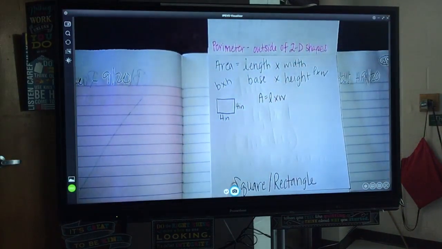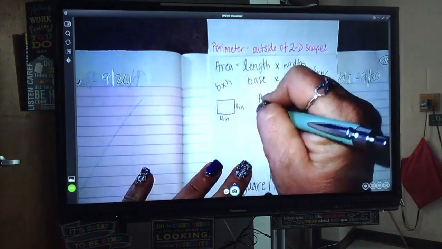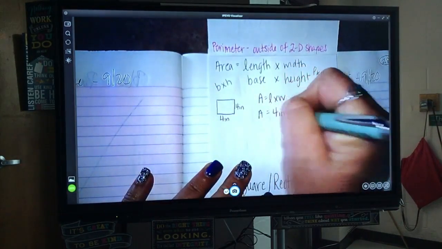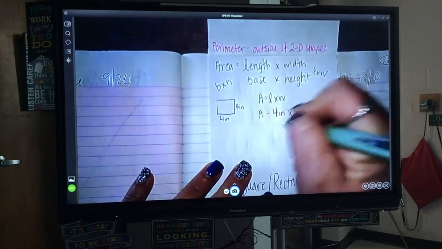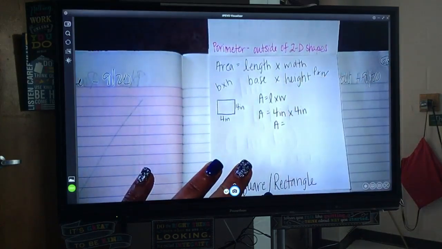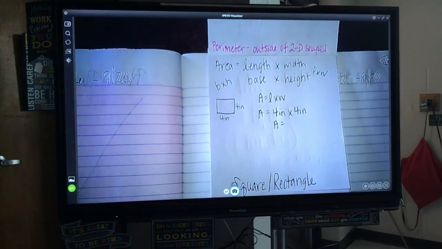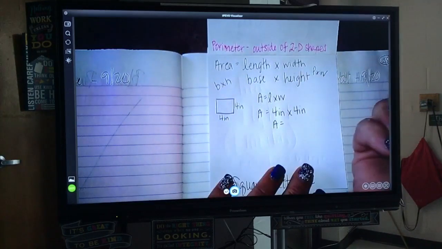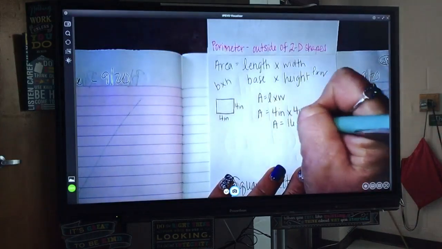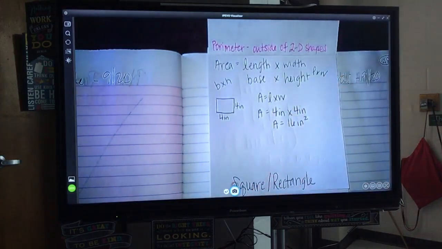So what is our length? Raise your hand and tell me what the length is and what the width is. Layla. Okay, so it's 4 inches times 4 inches. So the area of this square is, raise your hand and tell me please. Gabriel. 16 inches squared. Perfect. Why am I excited that you said inches squared?